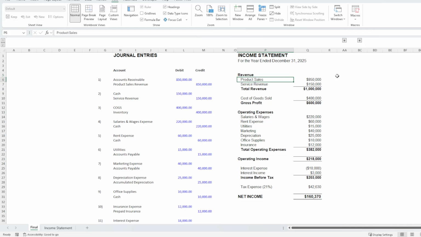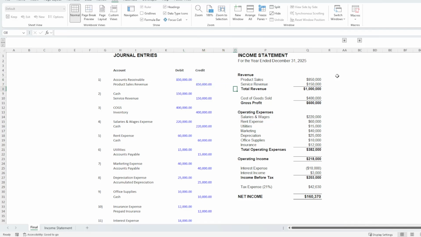So here we have a company who had product sales of $850,000. The journal entry here is we're simply going to debit accounts receivables for $150,000 and we're going to credit product sales revenue for $150,000. And the reason we're debiting accounts receivables instead of cash is we're assuming that the customer has not paid us, and so they still owe us $150,000.